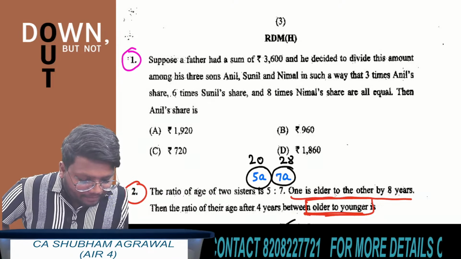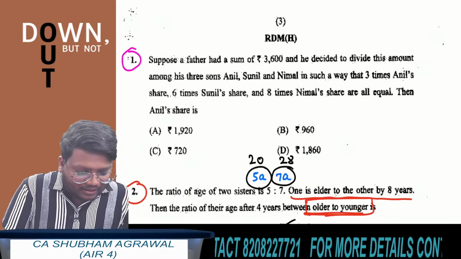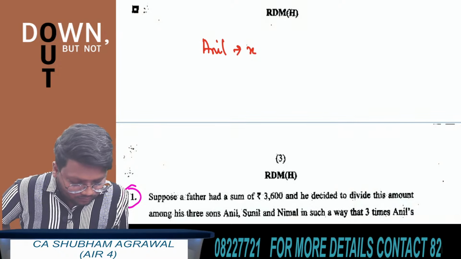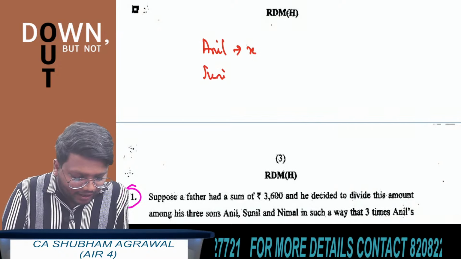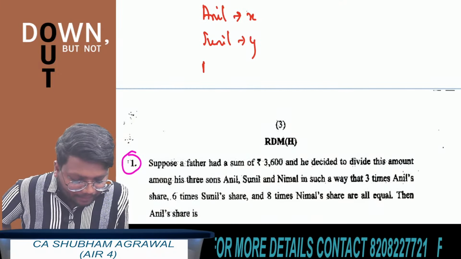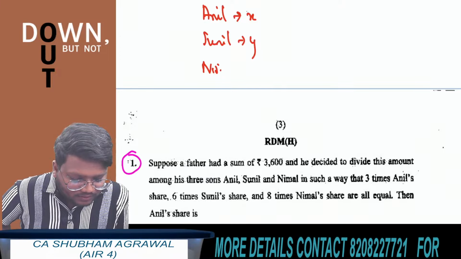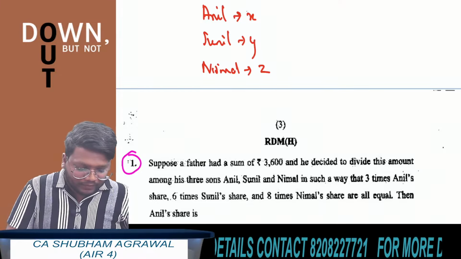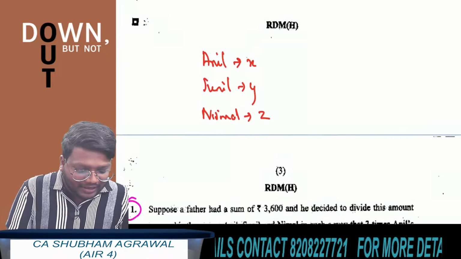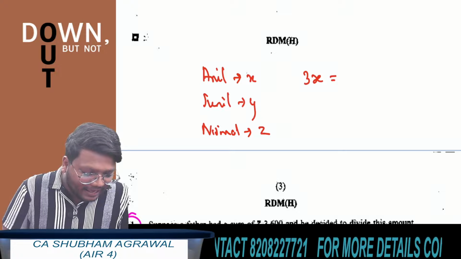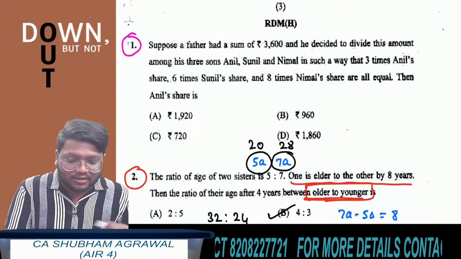See here, let's say Anil is getting X rupees, Sunil is getting Y rupees, and Nirmal is getting Z rupees. It is given in the question that 3 times Anil's share, which is 3x, is the same as 6 times Sunil's share.